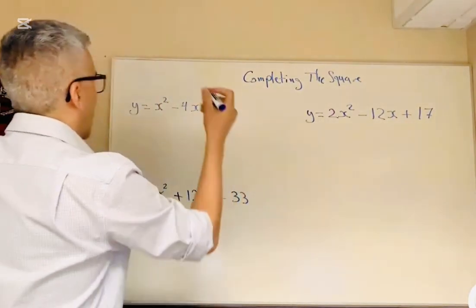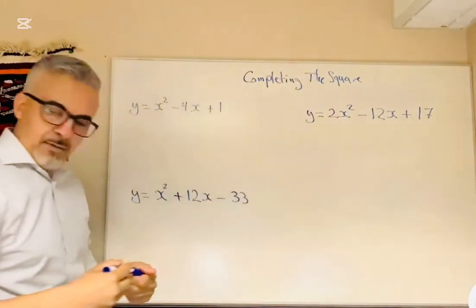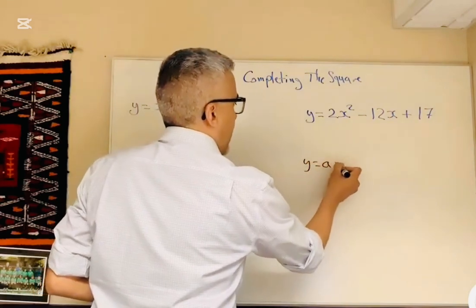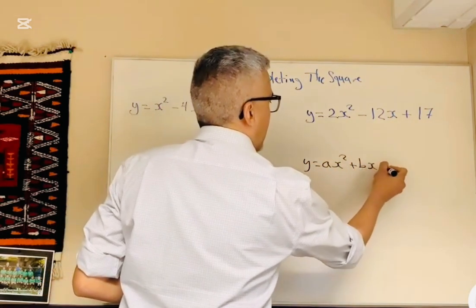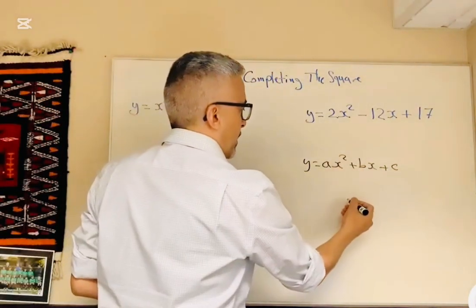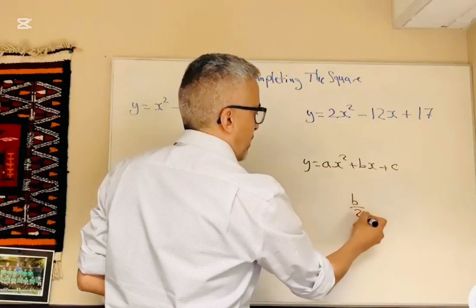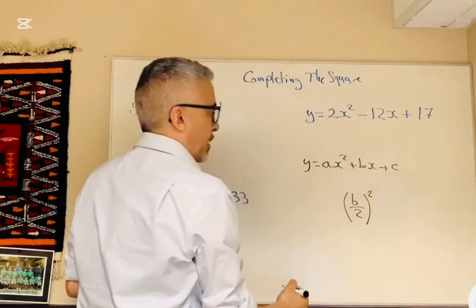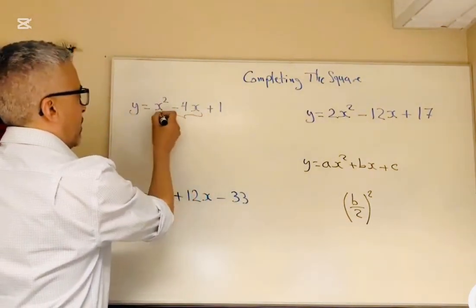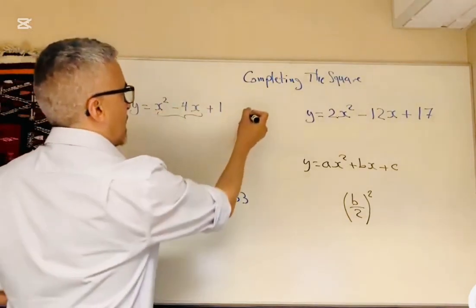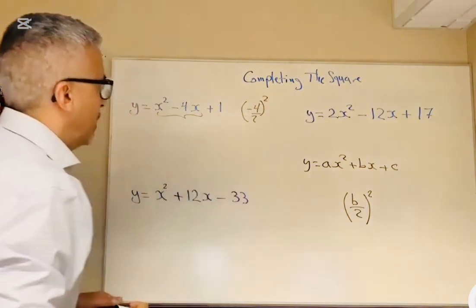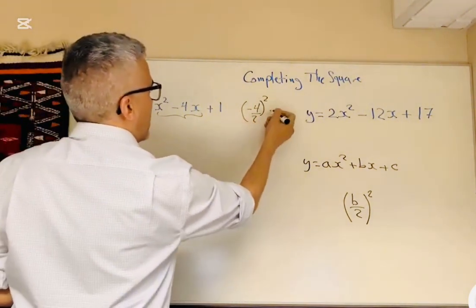So when you're completing the square, if we have y equals ax squared plus bx plus c, which is the general form for the quadratic, to complete the square you take the b, divide it by 2, and square it. Then whatever you get, you add to this part of the equation right here. Here b is -4, so I take -4 divided by 2, which is -2, and squared gives you 4.